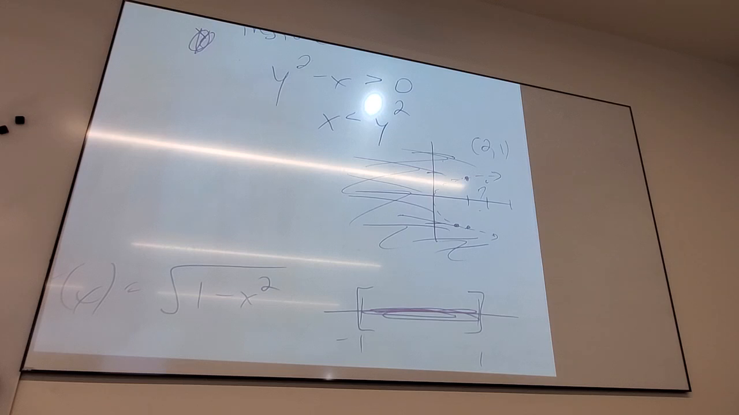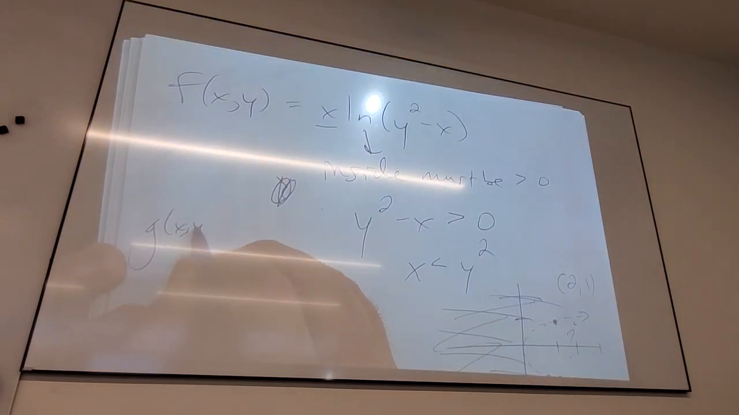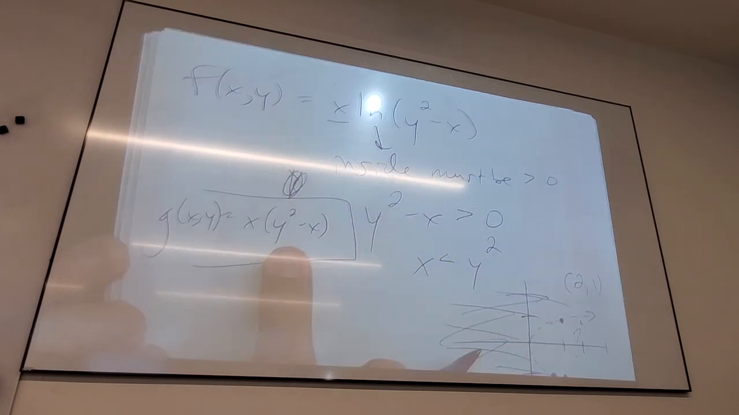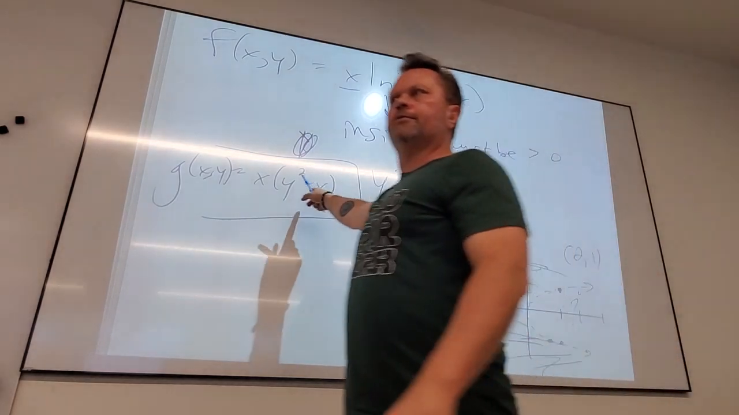So why was the domain here restricted? Because our function had what in it? Natural log. If I had a different function, so this is f of x, y, what if I made g of x, y equal to x times y squared minus x? What's this guy's domain? Does he have any issues?